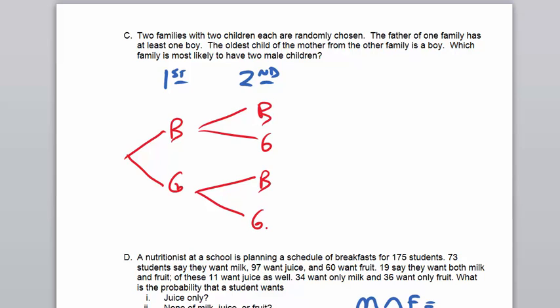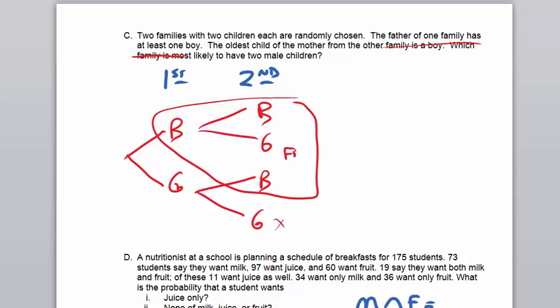All right, so what do we know about the father? The father has at least one boy, which means the only event that we can't use is the two girls. So the father has one of those three families. And what is the probability that we have two male children, which would be the top one? That would be one out of the three possibilities. So there's the probability that the father has two boys.